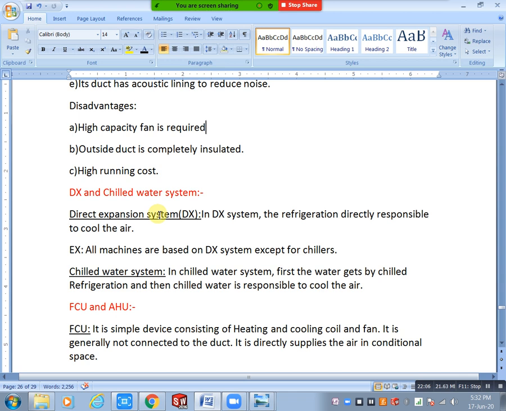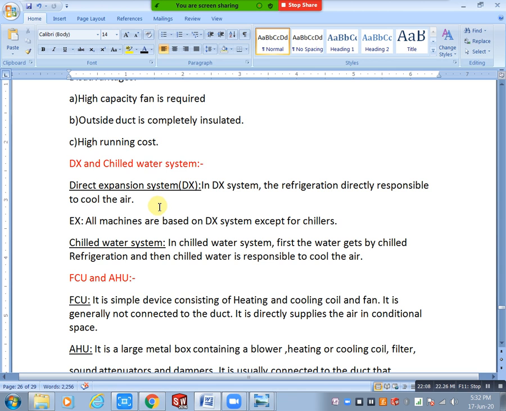Okay, here, direct expansion system: when the refrigerant is used to directly cool the air with the evaporator. Here, DX system means, you can see we have the definition also, the refrigerant is directly responsible to cool the air. When the refrigerant is used to directly cool the air with the evaporator, then we consider it a direct expansion system.